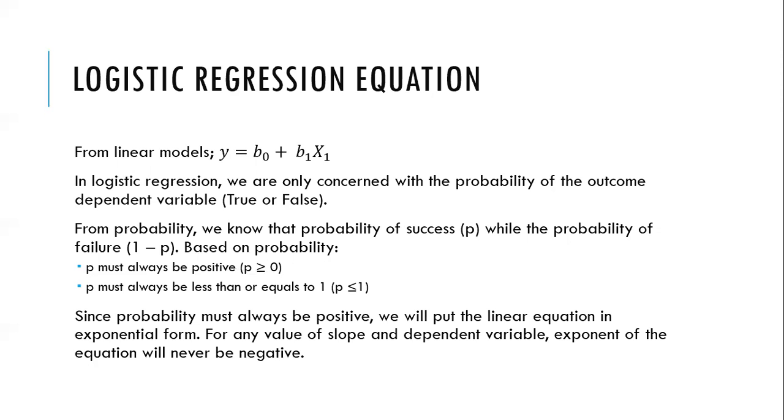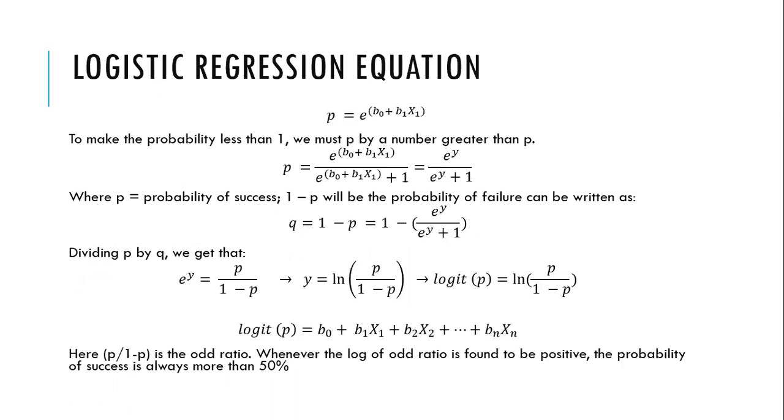Since the probability must always be positive, for us to convert this equation to be in a range from 0 to 1, we have to take the exponent of this part of the equation. From mathematics, we know that the exponential function can never be less than 0. We can use that for this equation so as to represent our probability.